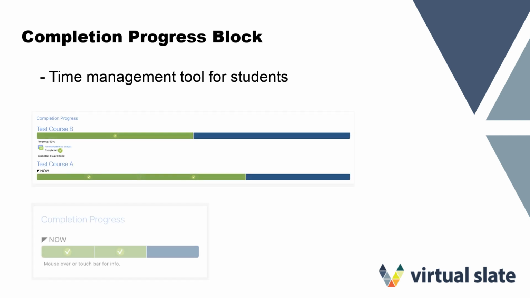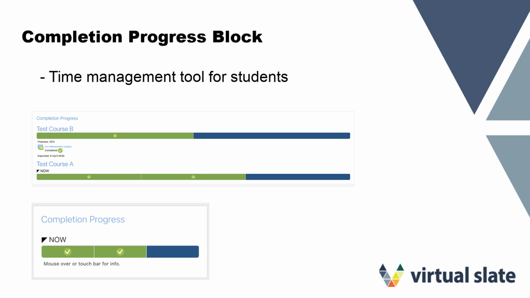The Completion Progress Block provides a great time management tool for students to use within your courses. With this block installed, students are provided with a color-coded visual representation of activities and resources that need to be completed within a specific course. The block will consider all course activities and resources that have activity completion criteria defined.